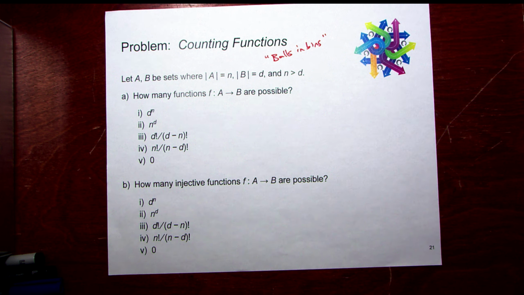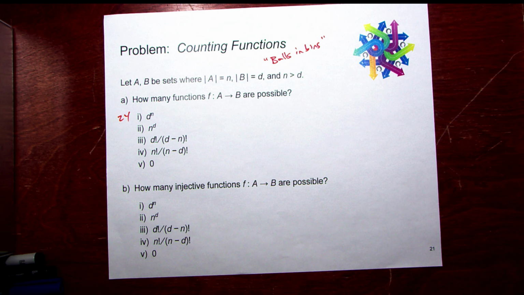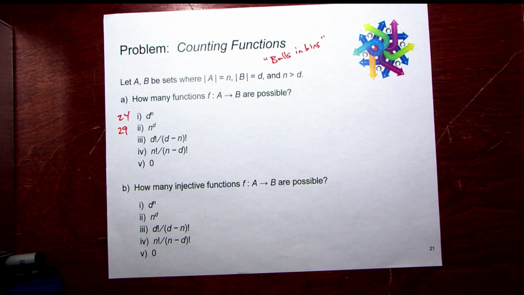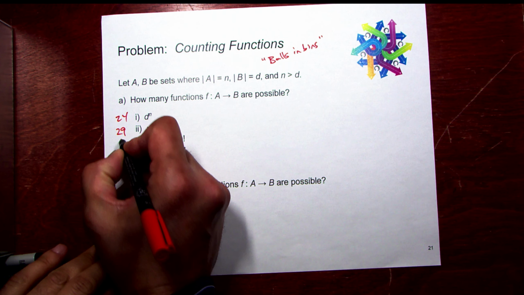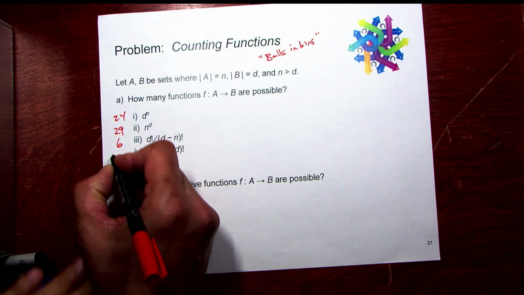Who thinks it's 1, D to the N? Nice and high so I can count them. That's 2, N to the D. Nice and high, please. D factorial by D minus N factorial. 3, 6. Number 4, N factorial by N minus D factorial. And 5, 0. There are no functions that fit this. This is the best voter turnout we've had so far.